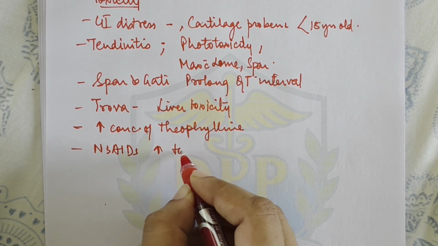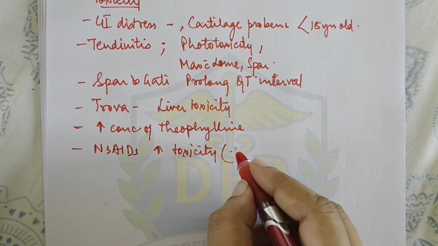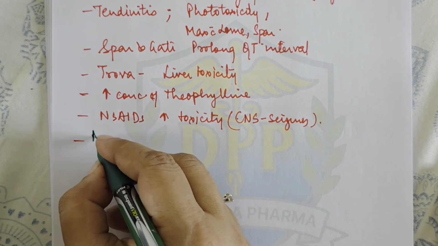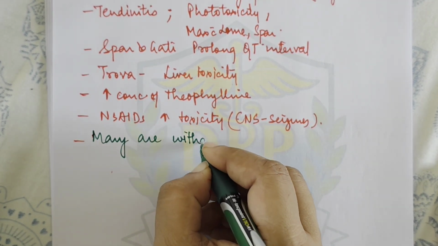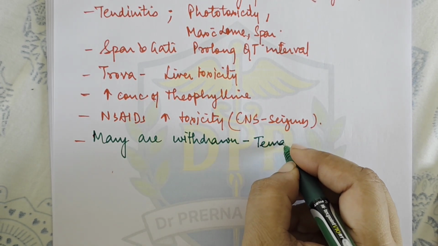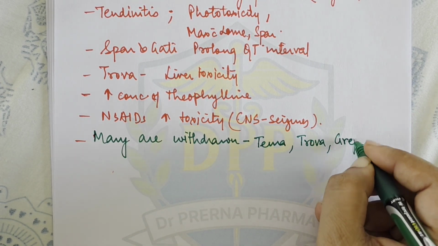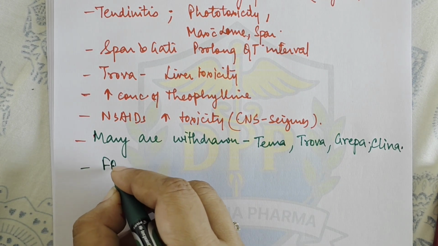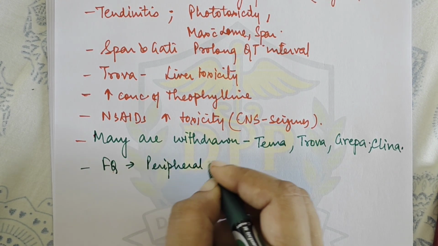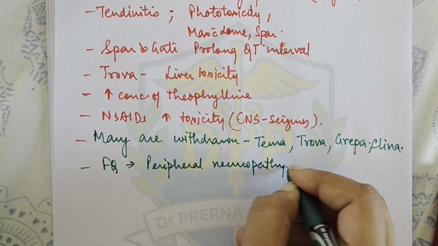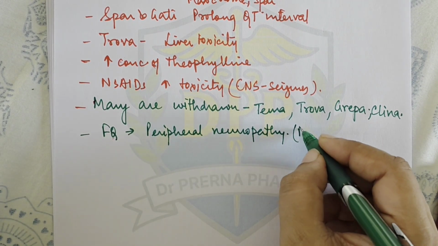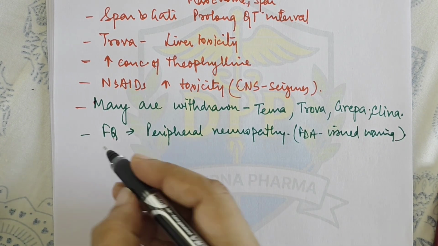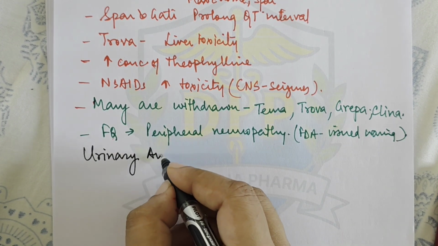NSAIDs increase the toxicity of these drugs, that is CNS toxicity, meaning they precipitate seizures. Many are withdrawn from the market, like temafloxacin, trovafloxacin, grepafloxacin, and clinafloxacin, right? Then fluoroquinolones also cause peripheral neuropathy, right? So for these drugs, the FDA has issued a warning also. Okay.